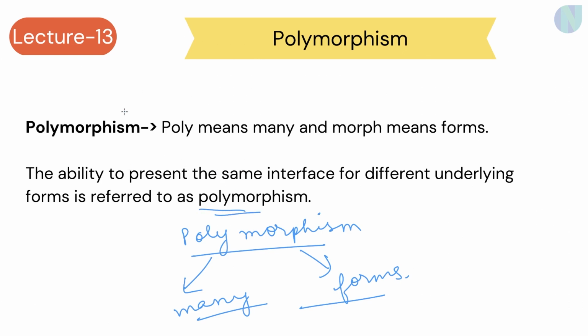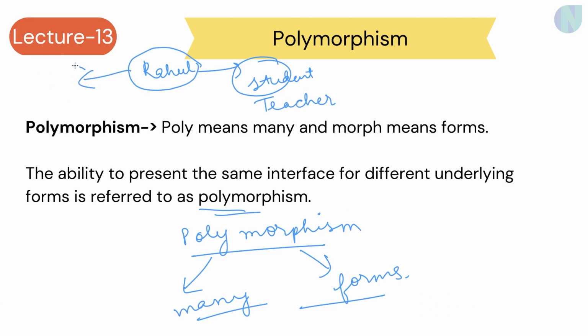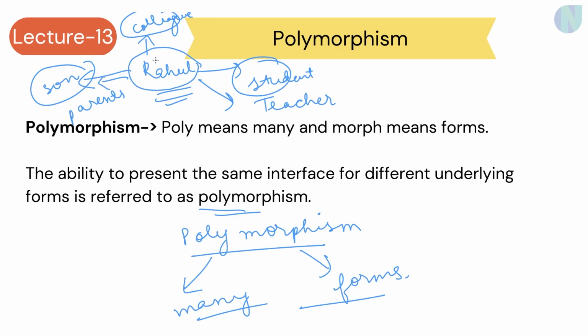You can consider an example. Consider that there is a boy Rahul. For the teacher, Rahul is a student. For parents, Rahul is a son. For classmates, Rahul is a colleague. So as you can see, the same person Rahul exists in many forms: for the teacher he is a student, for parents he is a son, for his classmates he is a colleague. Rahul can exhibit many forms like son, colleague, student at the same time.